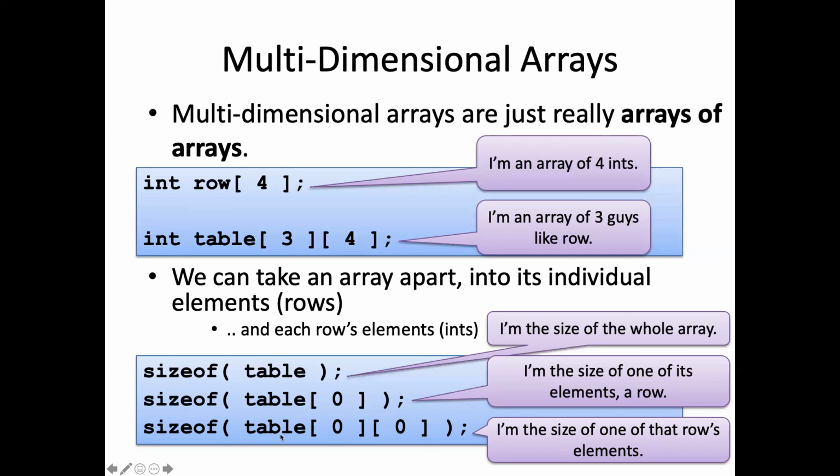So here, it's kind of like you're looking up the element at row 0, column 0, but then you're asking how big that is. So you're not even really using the element. You're just asking how big it is. And that would say 4 bytes in this case, or it would evaluate to 4.